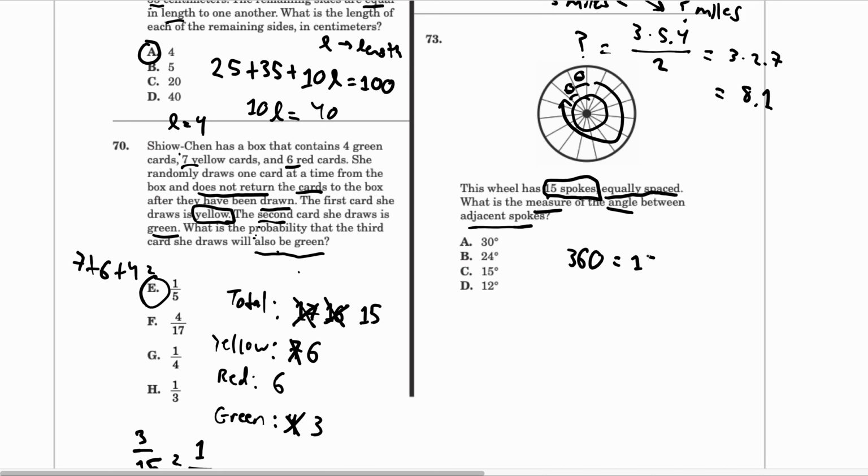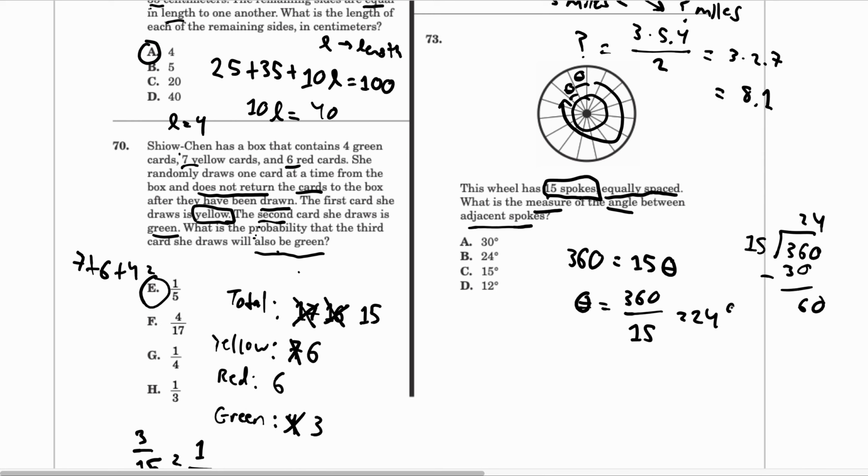So it would be 15 times theta, and so we can solve for theta by dividing 360 by 15, and we would get, let's see, so that would be 24 degrees. And that would be the angle made by adjacent spokes.